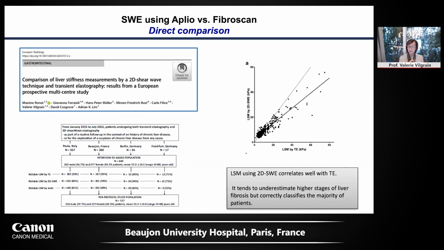As you can see here, it tended to underestimate higher stages of liver fibrosis, but actually who cares if the patient has 30 or 32 kilopascal, because he definitely has cirrhosis. But very interestingly, it correctly classifies the majority of the patients.